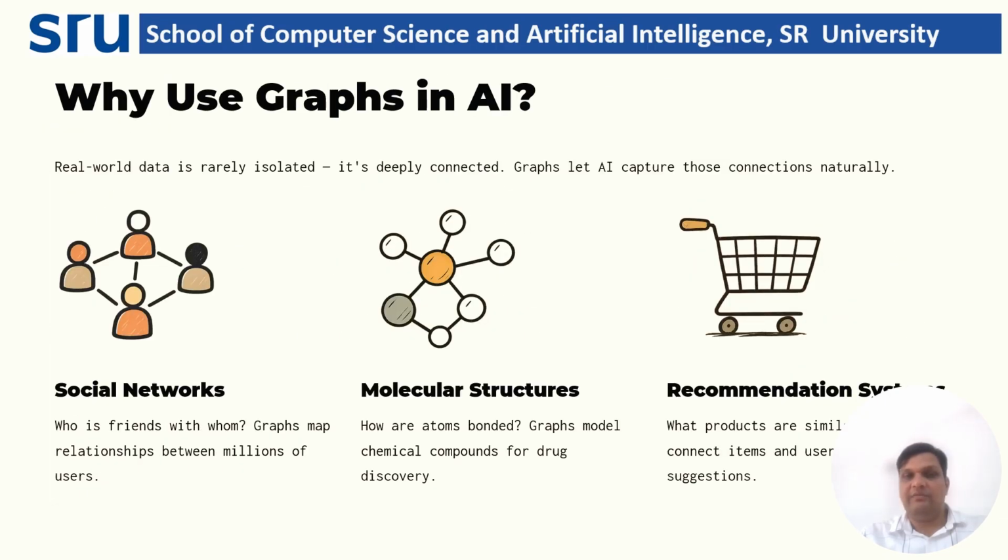Why use graphs in AI? Real world data is rarely isolated, it's deeply connected. Graphs let AI capture those connections naturally. Social networks: who is friends with whom? Graphs map relationships between millions of users. Molecular structures: how are atoms bonded? Graphs model chemical compounds for drug discovery. Recommendation systems: what products are similar?